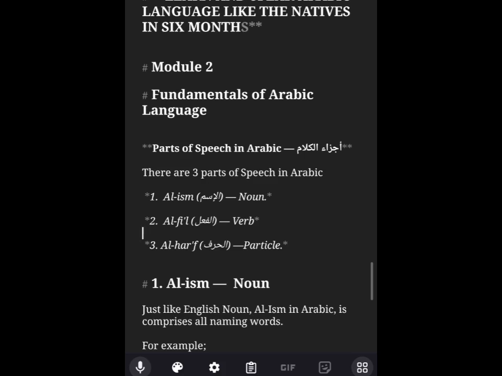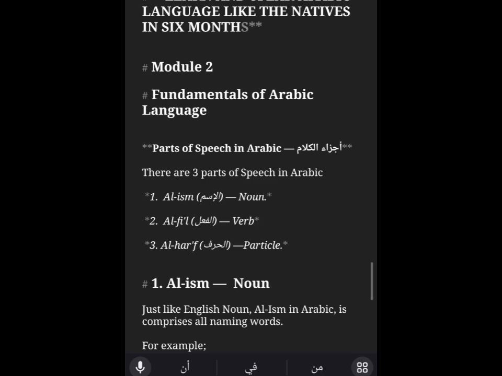The first is al-ism, which is noun, which is the way we have it in English. Al-ism, noun. Number 2, we have al-fi'l, which is verb. Al-fi'l, verb. And number 3, we have al-harf, which is particle.